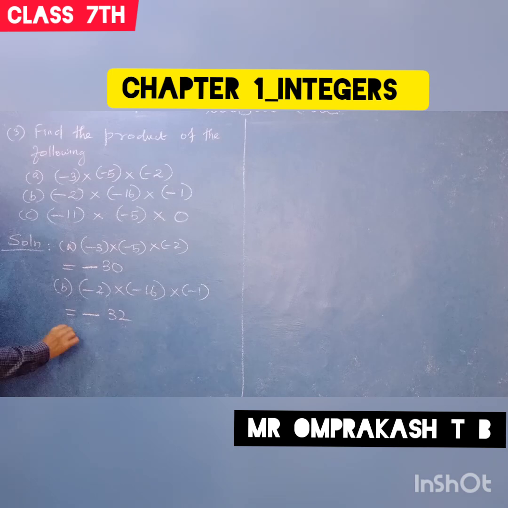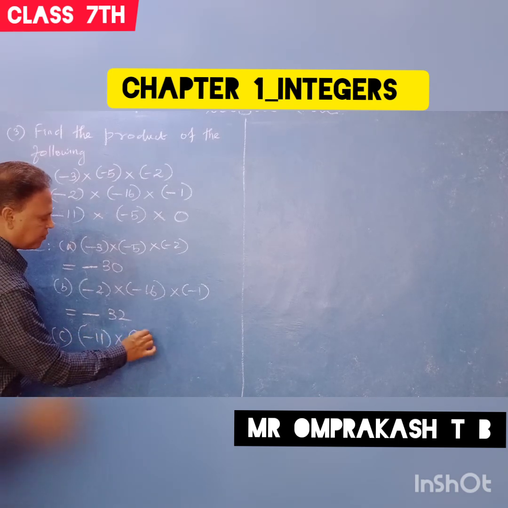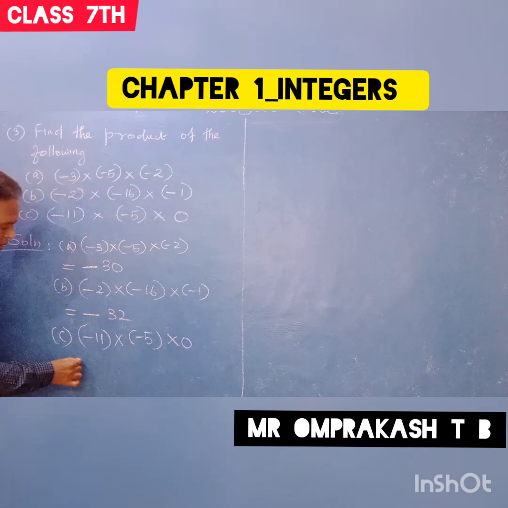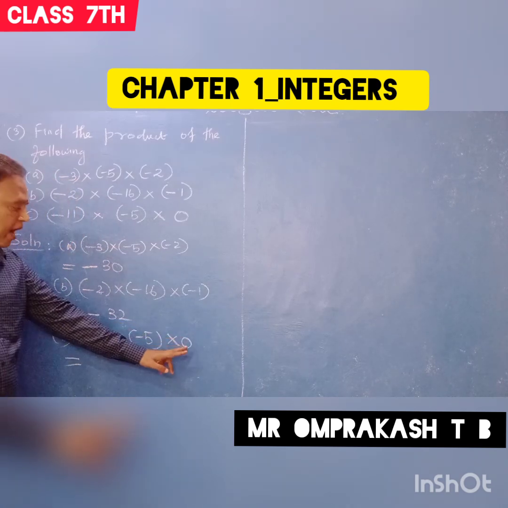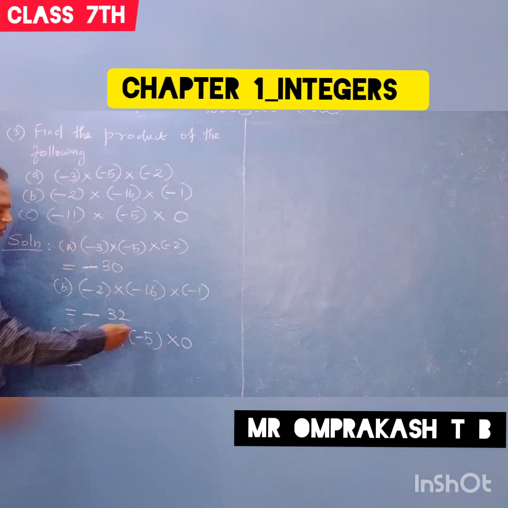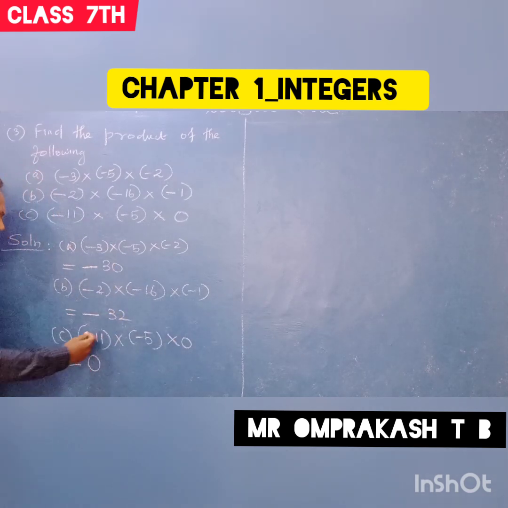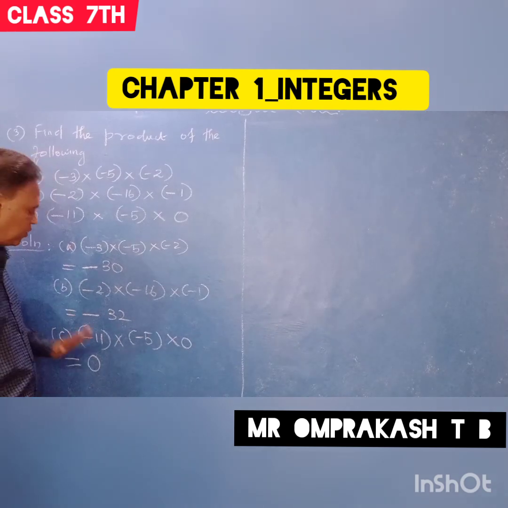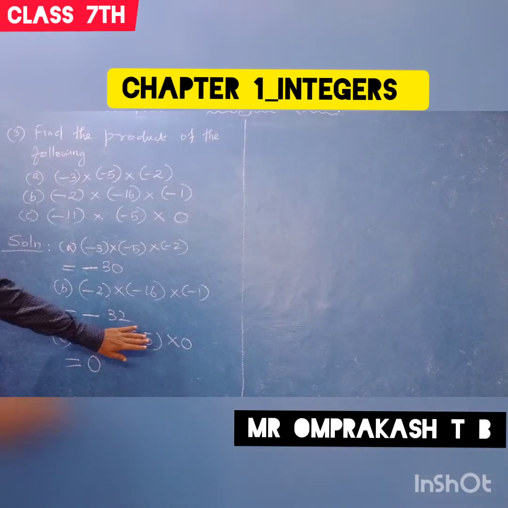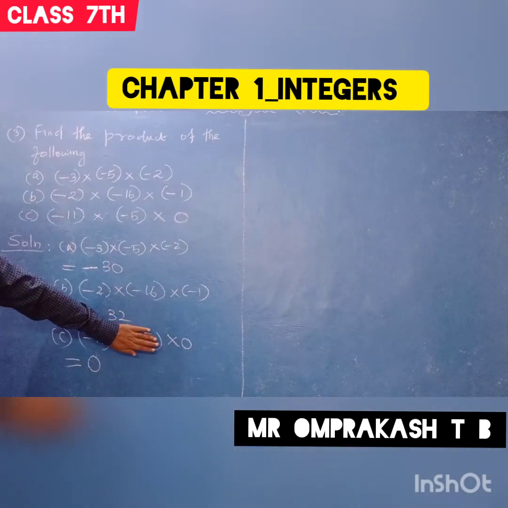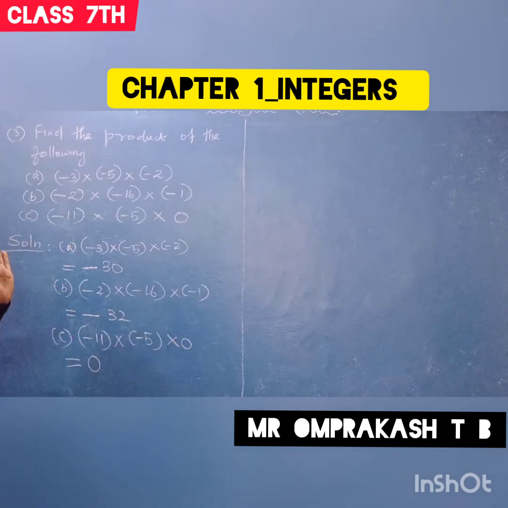Okay. Now third one. Minus 11 into minus 5 into 0. So in the product, if you have 0, you don't bother. Clear? You don't need to multiply. 0 there means 0 only. Anything you multiply with 0 means what? 0 only you have to write. You don't need to see this by numbers and all. Into 0 there means 0 you write. That's all. Clear? This is the technique.